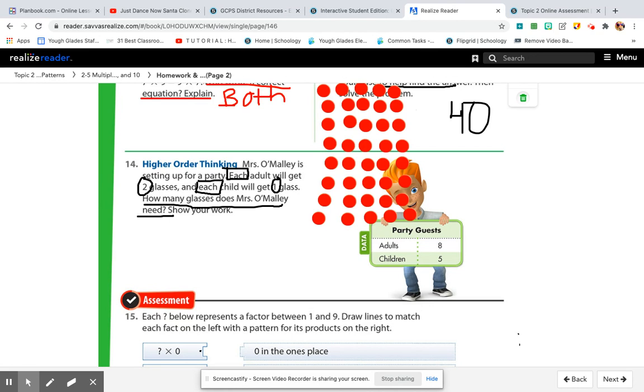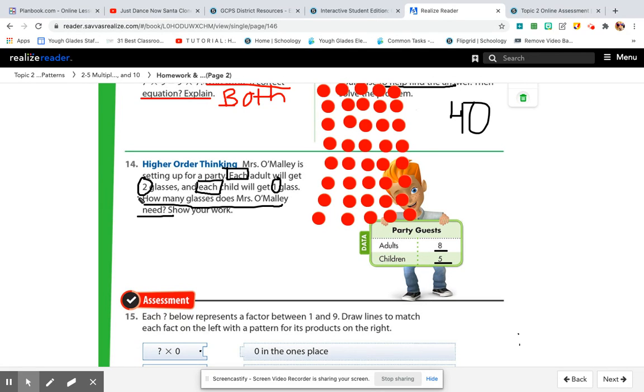Well, we need to know how many people are coming to her party. Where can we find that information? Did you see what I see? There's a chart here. So whenever you're like, where are the other numbers here? If they each get 2 glasses and each child gets 1 glass, well, how can I multiply without knowing how many groups I have? So here we are, 8 adults, 5 children.